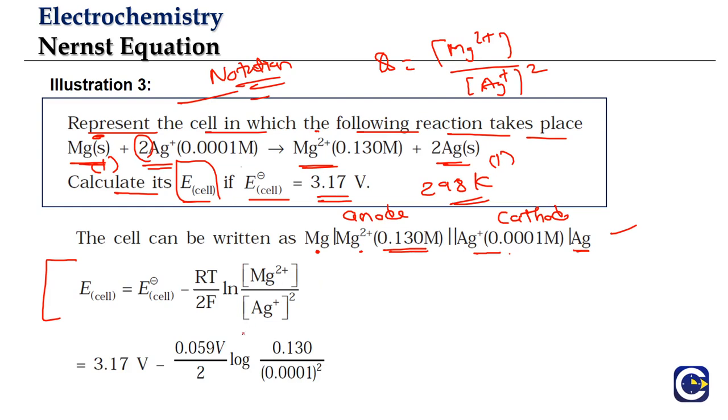Now since the temperature is 298 Kelvin, we can have the simplification of the entire RT by F and converting the natural logarithm to decimal logarithm. So what we will be having is 3.17, which is the E naught value given to us, minus 0.059 by n, here n is 2, log of Mg2 plus ion concentration 0.13 divided by Ag plus ion concentration 0.0001. And square will come because we have Ag plus ion concentration square.